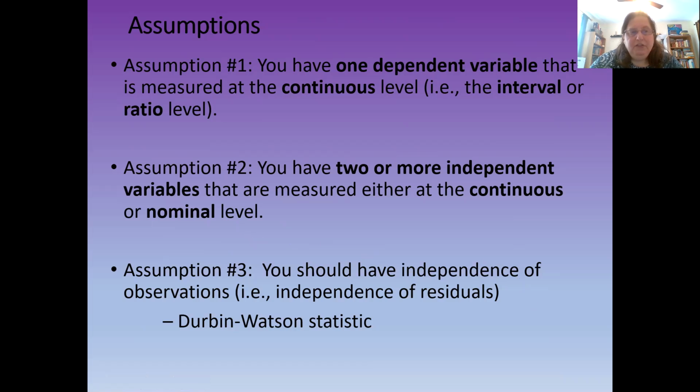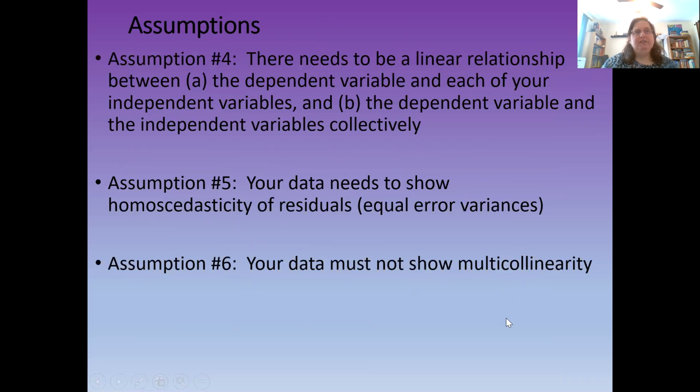You should have independence of observations, which you look at through the Durbin-Watson statistic. There needs to be a linear relationship between the dependent variable and each of your independent variables, as well as the dependent variable and the independent variables collectively. Your data needs to show homoscedasticity of residuals, or equal error variances. We talked about that for simple linear regression.